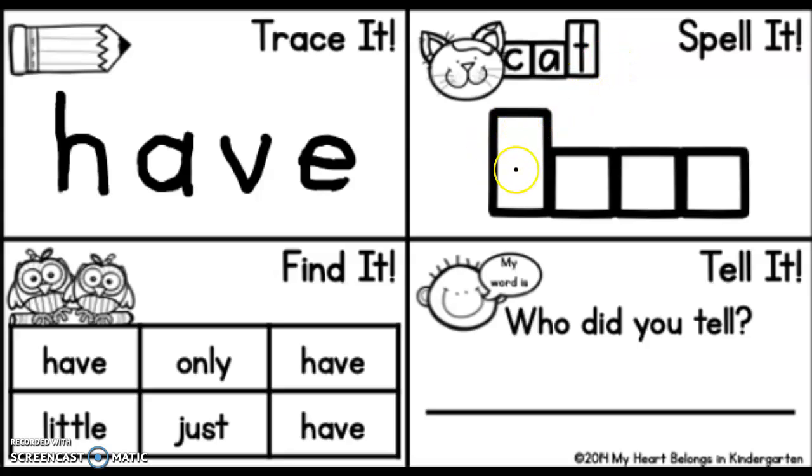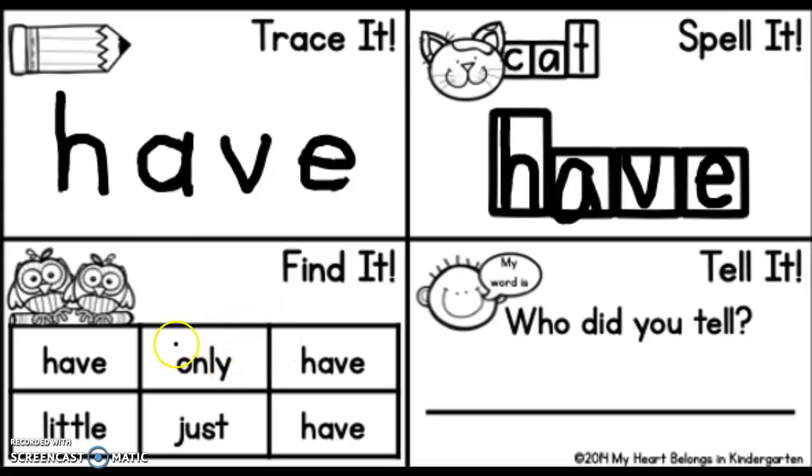Let's move on to this box over here and spell it. Remember, we have a tall box, so think about what you're going to put here. And then 3 small boxes, so think about the letters you're going to put in these ones. And let's spell the word have together. Ready? H, A, V, E. Great work.